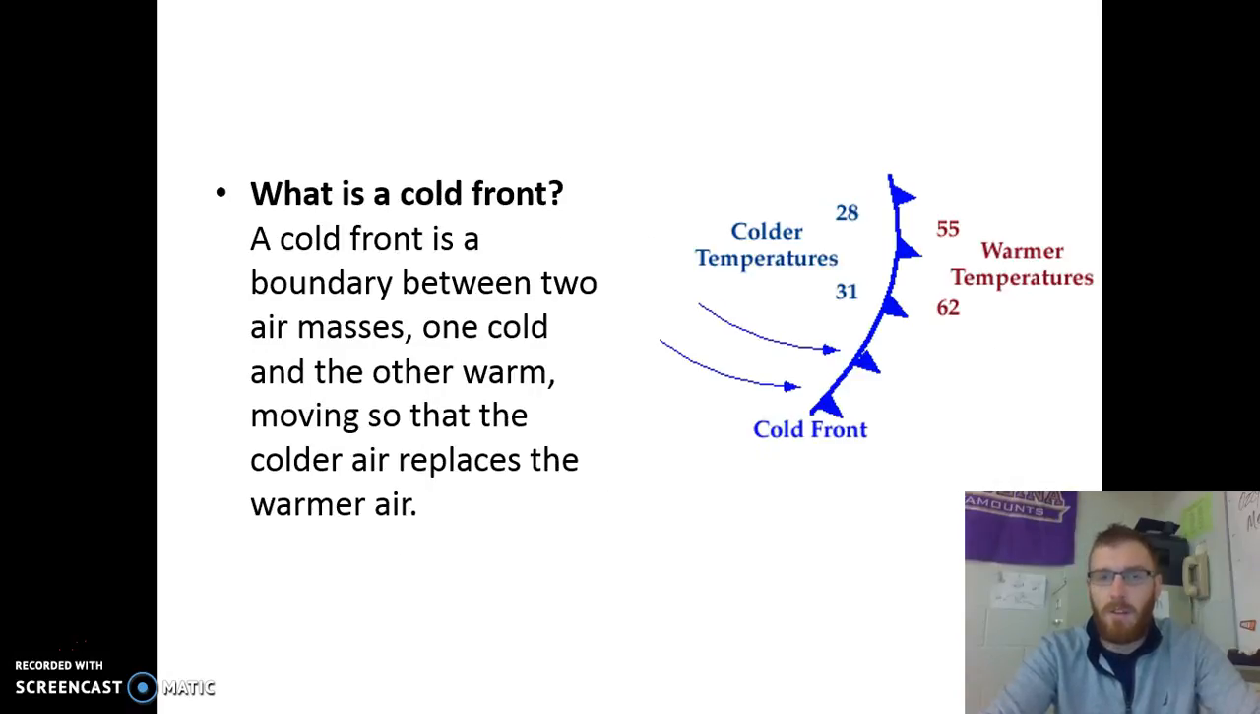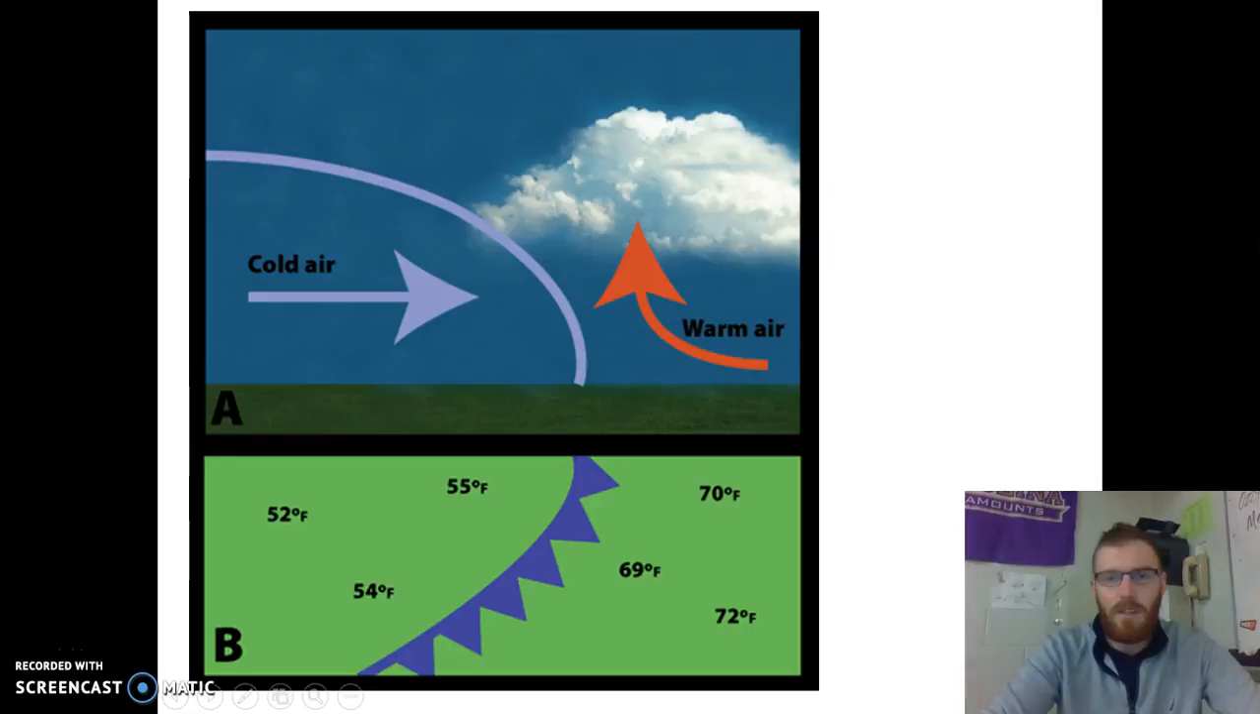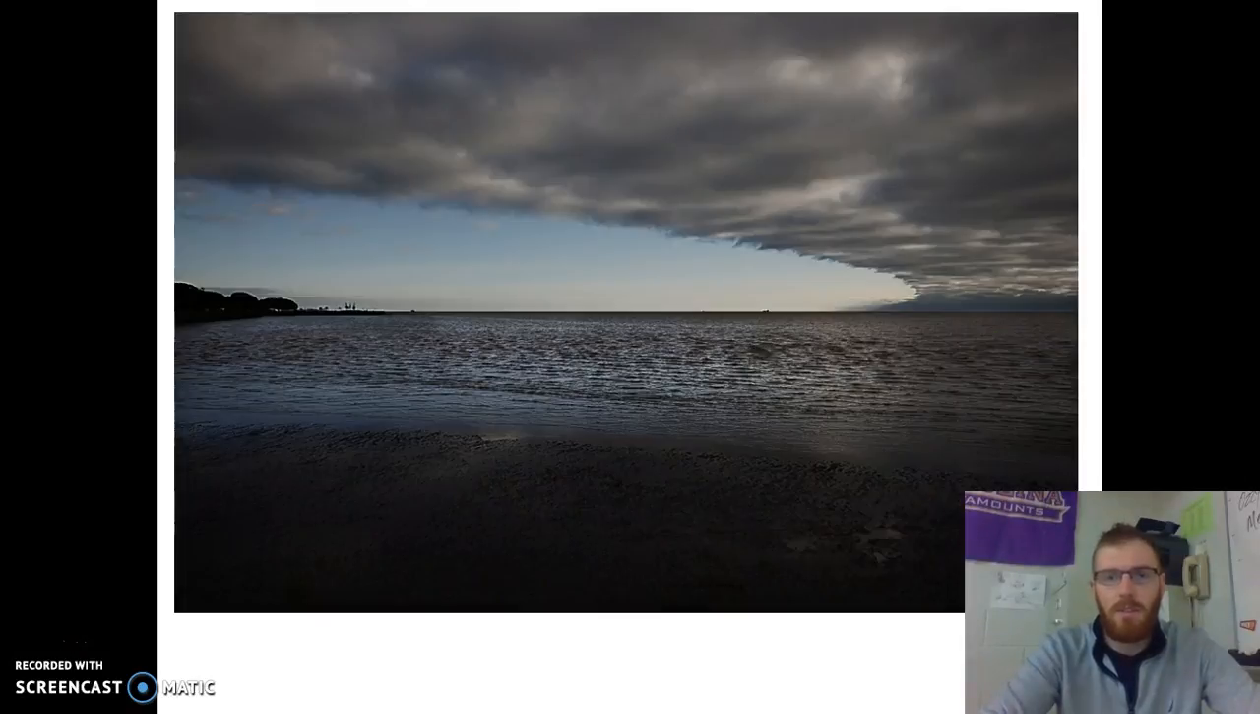For example, here, you can see a cold front is a boundary between a cold air mass and a warm air mass. Basically, what happens is the cold air pushes the hot air out and is replaced by cold air. You can see that by the temperature readings here. You see the warm temperatures here and then being replaced by the colder temperatures here. And of course, you know that the blue is the cold front. Here is an example of that.